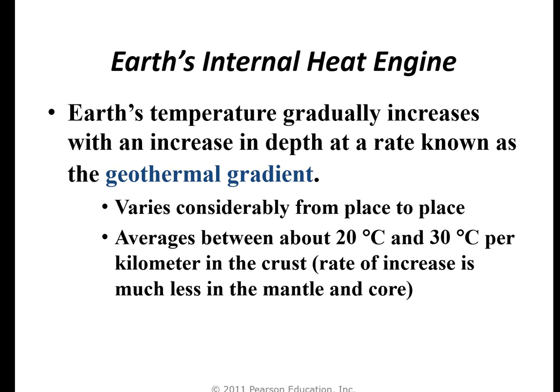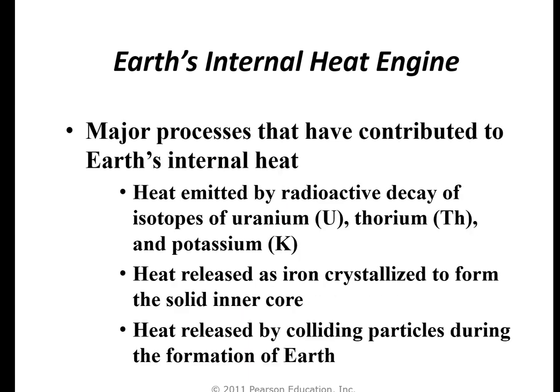Earth's temperature gradually increases with an increase in depth at a rate known as the geothermal gradient. This varies considerably from place to place, and averages between 20 and 30 degrees Celsius, so about 100 degrees Fahrenheit per kilometer in the crust. This rate of increase is much less as you get deeper in. What contributes to the Earth's internal heat? The heat is emitted by radioactive decay, which we talked about last week, of uranium, thorium, and potassium. Heat is released as iron crystallized to form the solid inner core, and heat was released by colliding particles during the formation of the Earth 4.5 billion years ago.